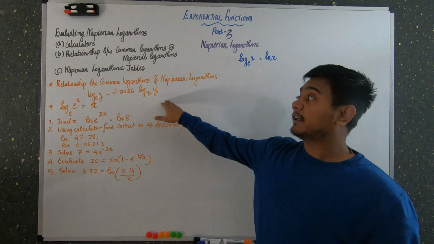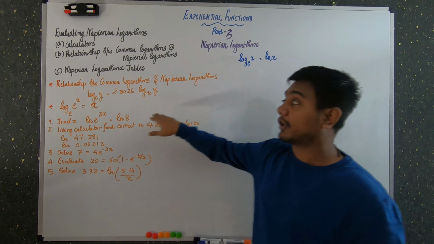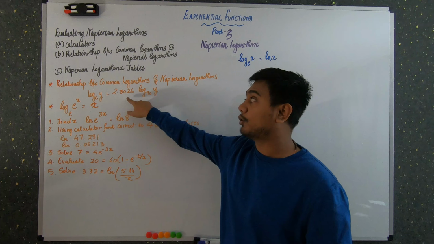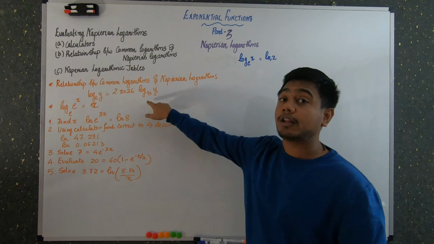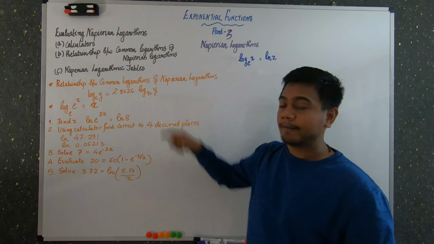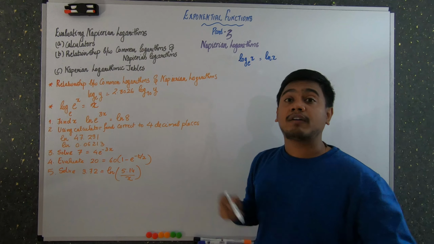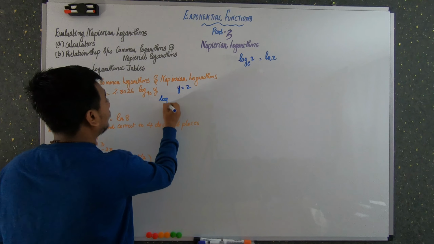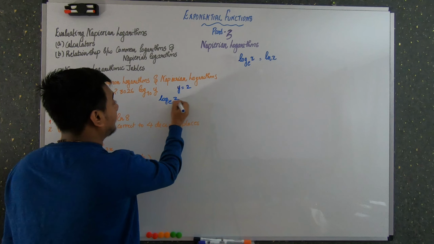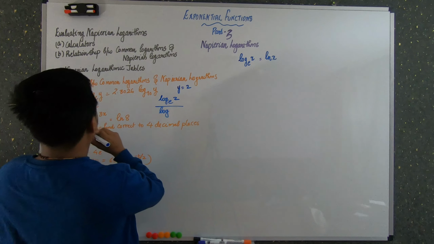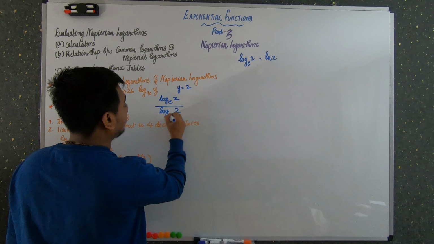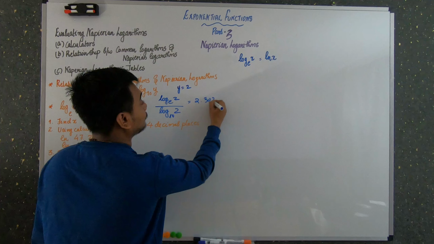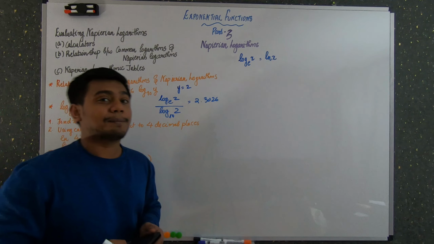The relationship between common logarithms and Napierian logarithms is that log to the base e of y is equal to 2.3026 times log to the base 10 of y. Let's check whether this is true. Let's take y equal to 2. You should get log 2 to the base e divided by log 2 to the base 10, that is, the Napierian logarithm divided by the common logarithm, equal to 2.3026. If you get this, you can say that this relationship is valid.